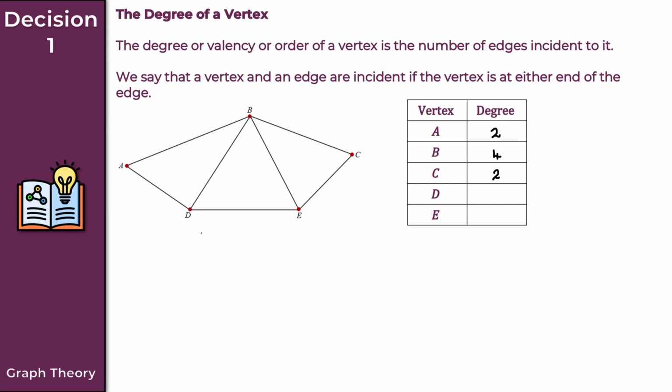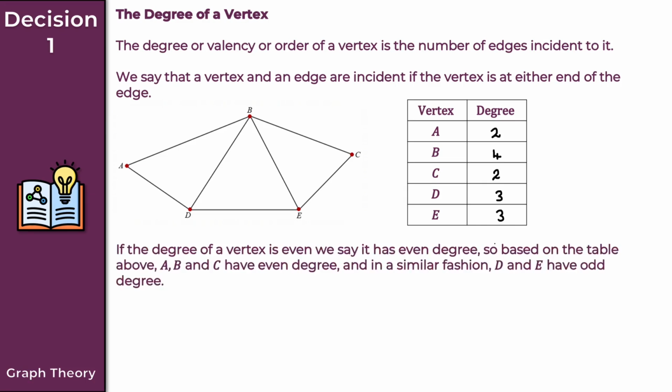For the vertex D, how many edges are incident to D? I have 1, 2, and 3, so D has degree 3. The same is true for the vertex E: 1, 2, and 3. Now, if the degree of a vertex is even, we say it has even degree. Based on this table, A, B, and C have even degree: A has degree 2, B has degree 4, and C has degree 2. In a similar fashion, D and E have odd degree, as they're both of degree 3.